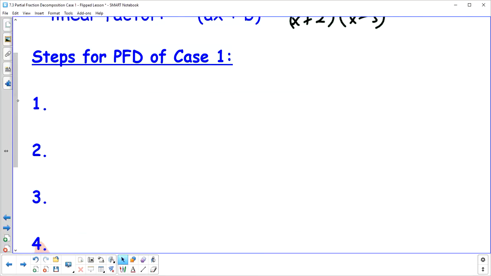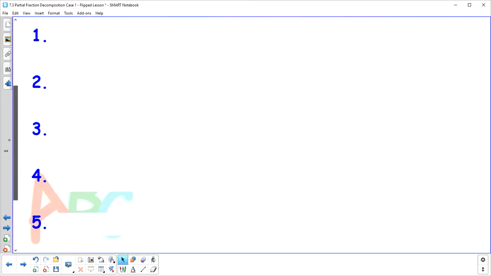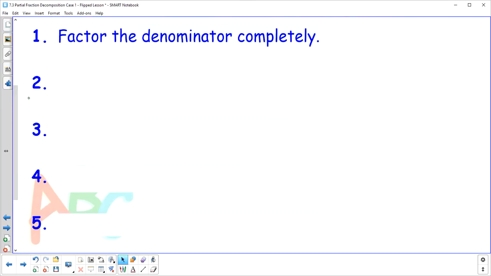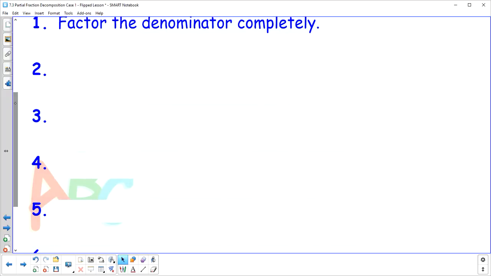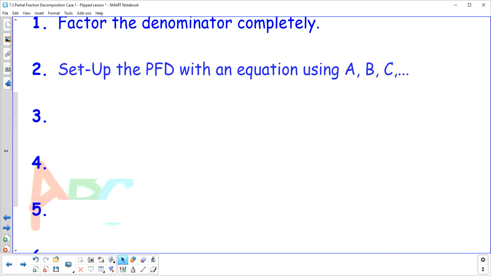Okay, the steps for this, we're going to have several, but they're not that complicated. The first one, we need to be able to factor our denominator completely, so into a combination of linear or irreducible quadratics. Then we're going to set up the PFD by using A, B, and C, and I'll show you what that means. You're essentially going to have an equal sign.